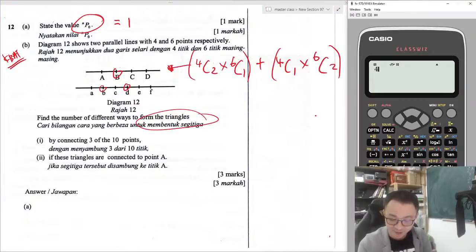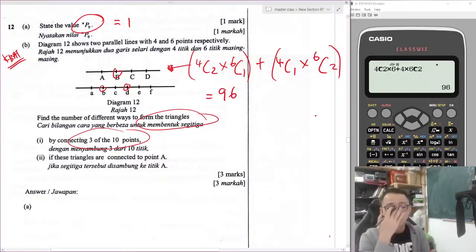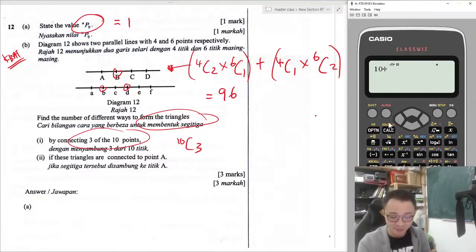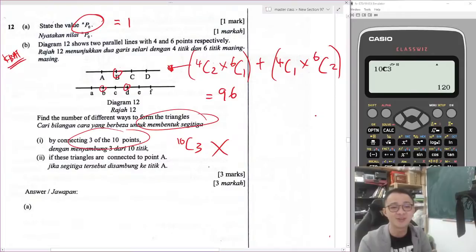Alright, then 4C2 times 6C1, and 6C1 is 6. Plus 4C1, which is 4, times 6C2. So the answer will be 96. This is how I choose the 3 points from 10 points, because I believe a lot of you will just do 10C3. If you do 10C3, you will get a number which is quite big, because that 120 actually included the cases with 3 points on the line. So you cannot do 10C3 here.